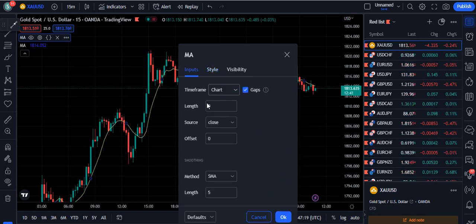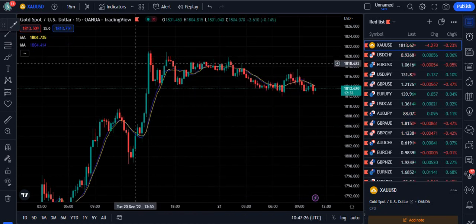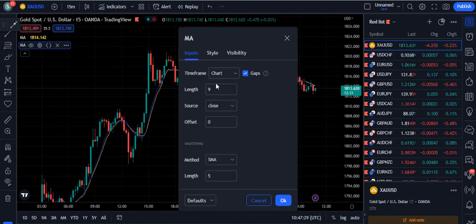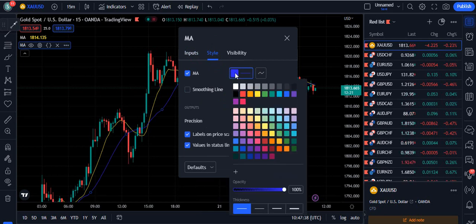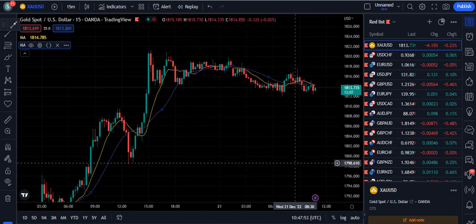Now I am going to the input section. Instead of this 9 length, I am going to choose 10 length. So now you can see our first moving average is ready, and now I am going to choose the second moving average settings, and here I am going to set the length to 20. Now you can also change the color from here. For example, if you are comfortable with the blue one, you can. Otherwise, if you want to change it to another color, you can. But overall, I'm just going to choose the purple one, that's better for me.